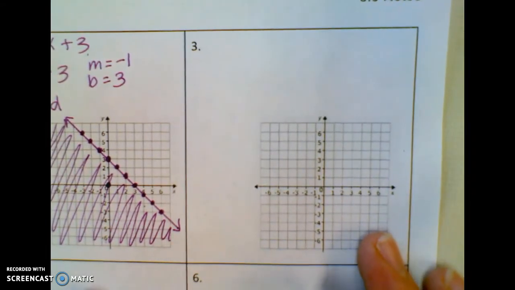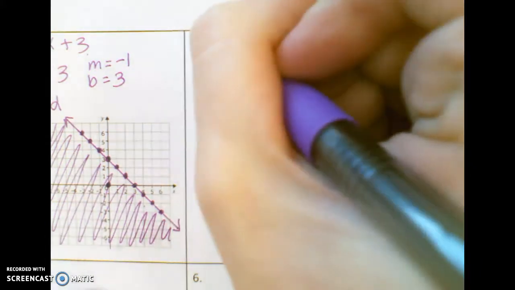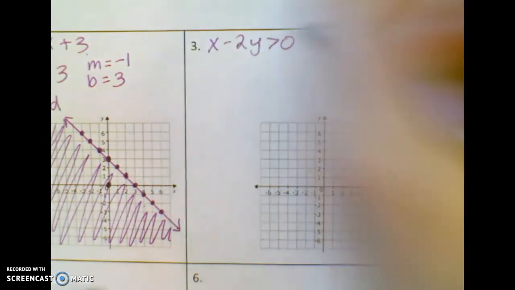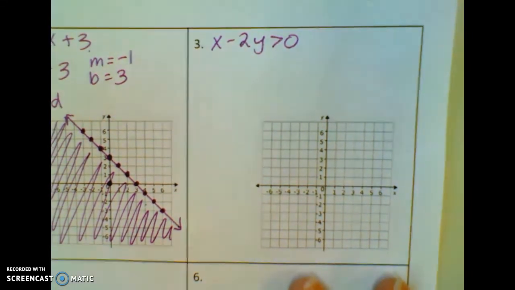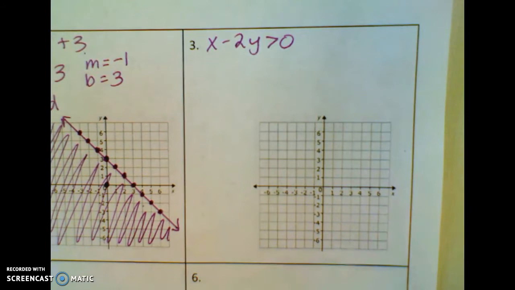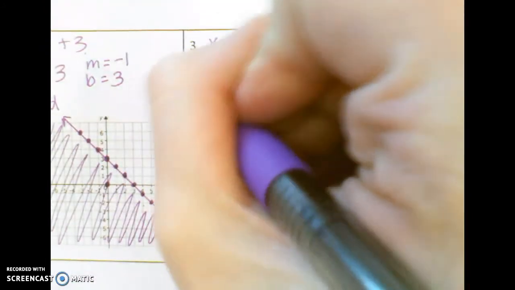All right, moving right along. Let's go to the next one. We have x minus 2y is greater than 0. So this one looks a little different than the others because y is not by itself, but that's okay. We can fix that. So let's go to step 1.